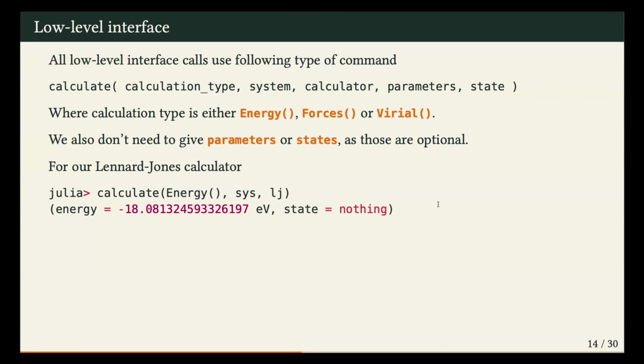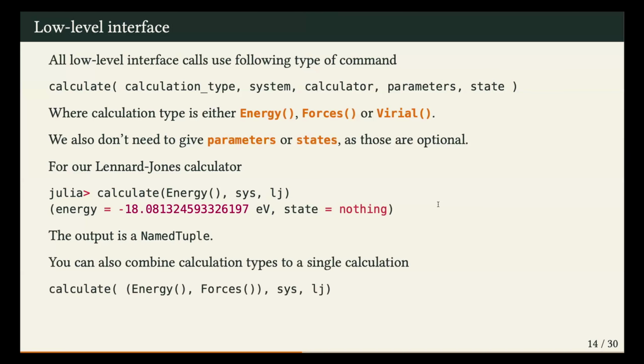There's always state in the output in all the commands with the low-level interface. And the output is actually a named tuple. And this is a combination call now. So now you calculate energy and forces, you just put the types in a tuple and that does it. So here you already start to see that there's some flexibility with this way of doing it than the other one.